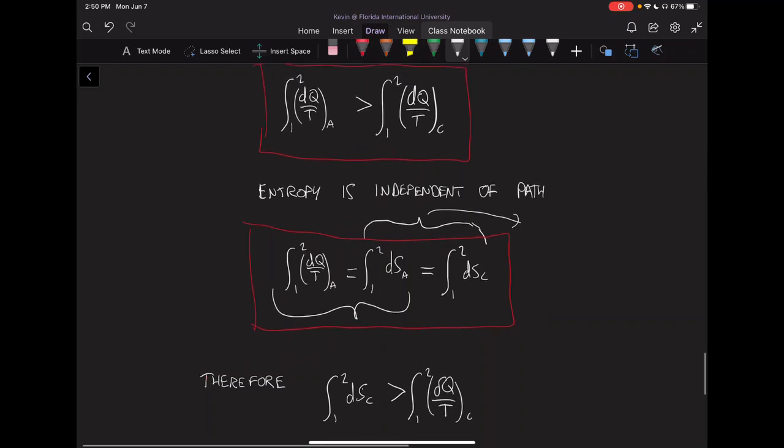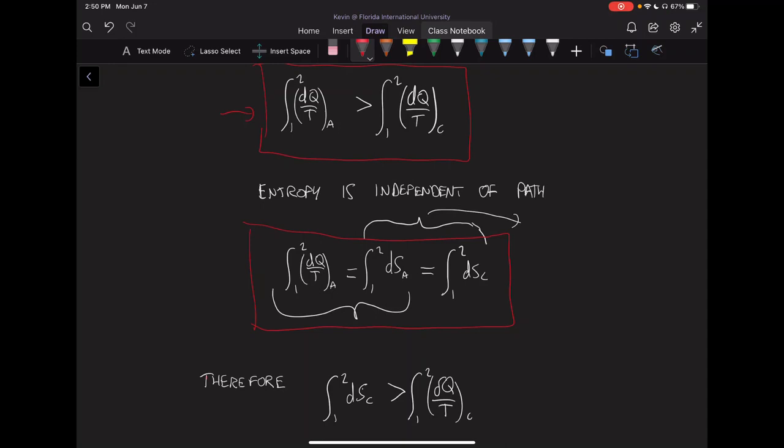Okay, so just to recap, let's go back to the top equation. So this one right here. So we said that the integral of dq over T for A has to be greater than the integral of dq over T for C.